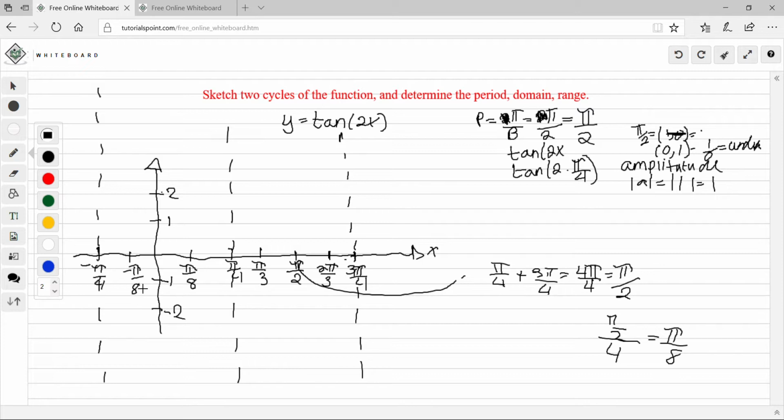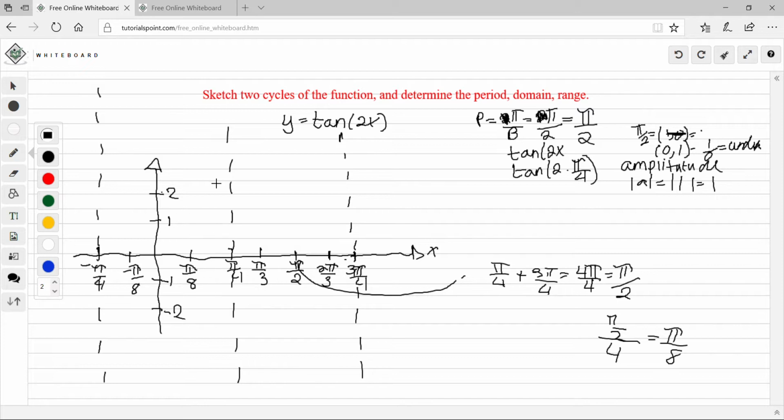We're going to only have 1, 2, 3. 1, 2, 3, 4, 5. Okay, yeah, we have 5 points, because including the vertical asymptotes, we have a total of 5. So it's 1, 2, 3, 4, 5. 0 is also a point. So that's how we got pi eighths, because we divided the period by 4. And then when you add another pi eighths, you get pi fourths.